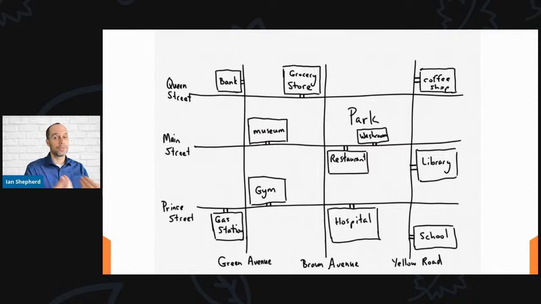Okay, so I'm going to give you directions to a place and you tell me where the place is. Go out of the coffee shop and turn left on Yellow Road. Walk about 2 blocks. Then turn right on Prince Street and walk for about 2 more blocks. The place is on the right side on the corner.